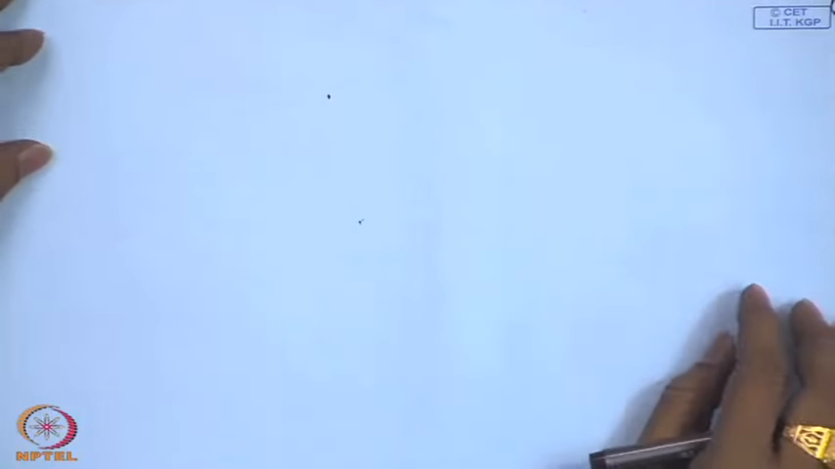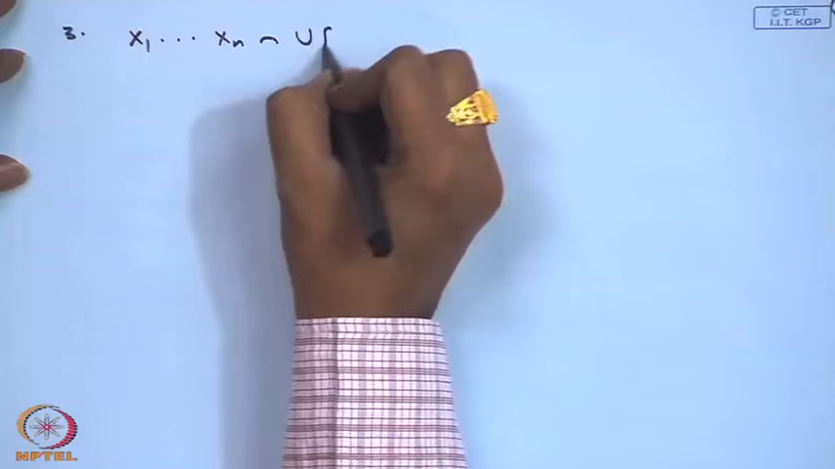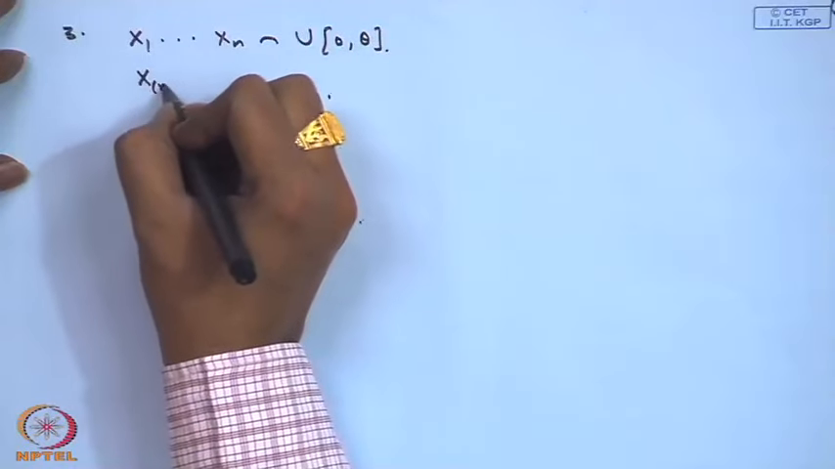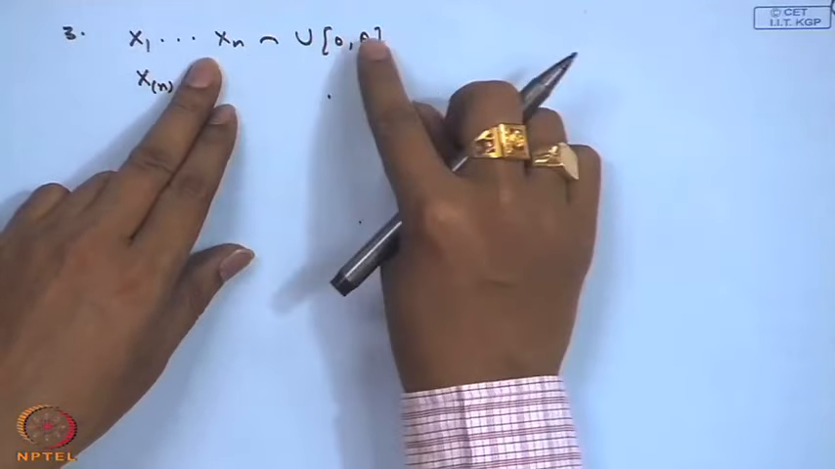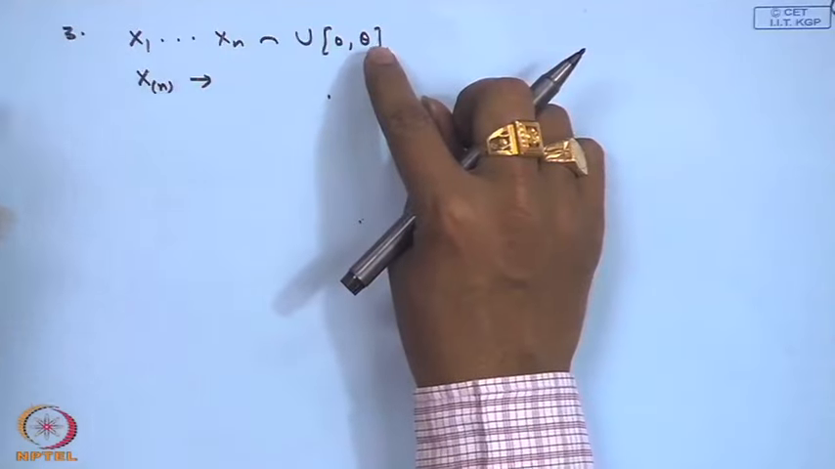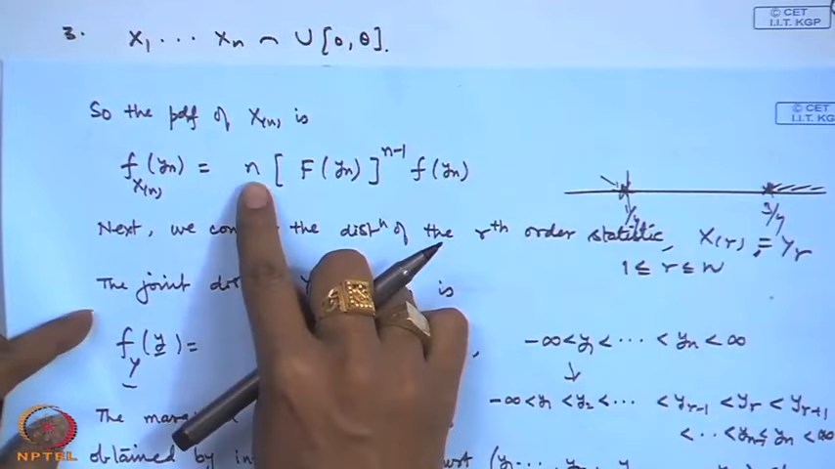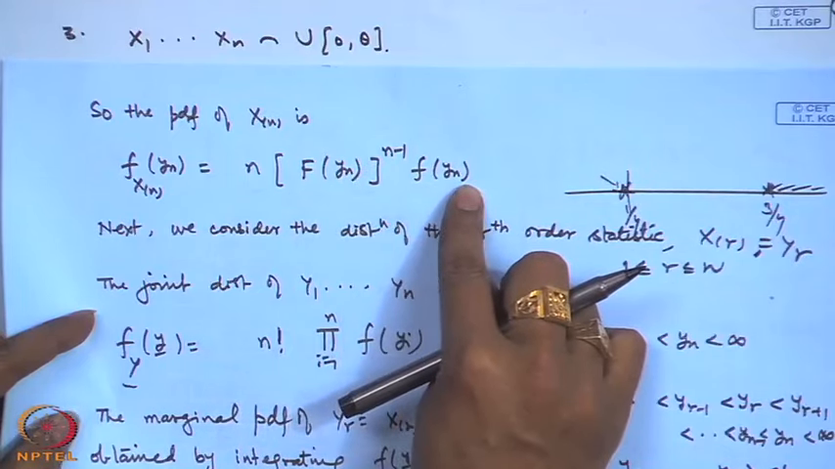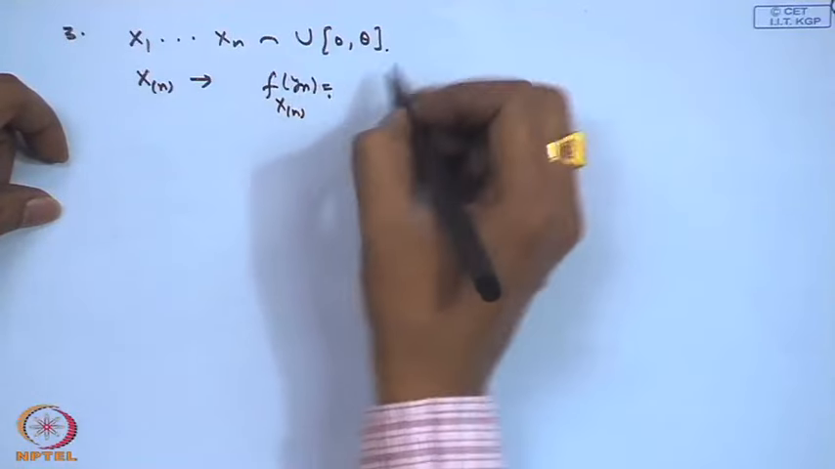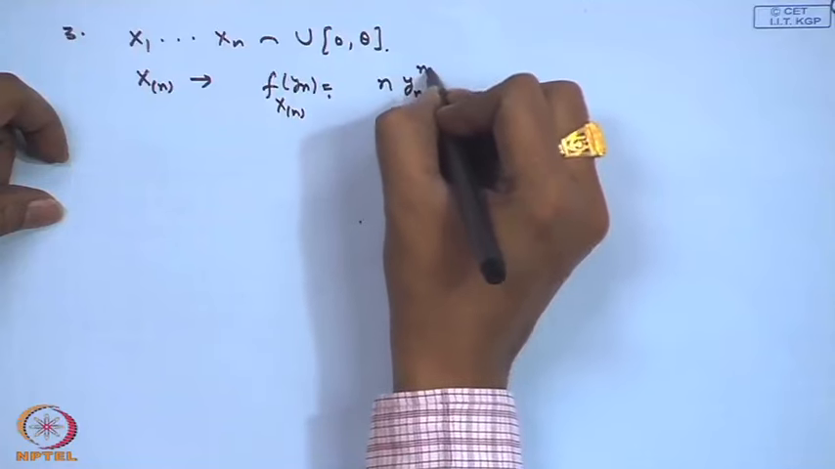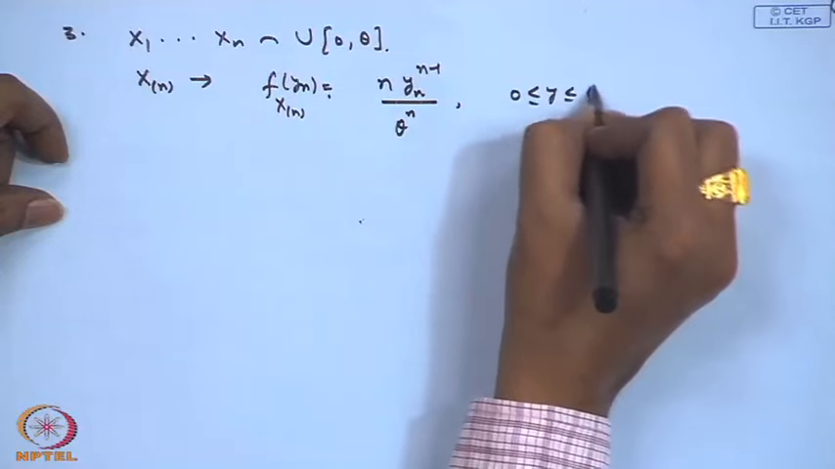Let me give one example of the maximum. Say x 1, x 2, x n follows uniform 0 theta, and let us consider the distribution of x n. Then by the same logic, the density function of x will be 1 by theta between 0 to theta. So, the CDF will be x by theta, and if I apply the formula for the maximum, which was derived yesterday as n F to the power n minus 1 into f of y n, then I will get the density as n y n to the power n minus 1 divided by theta to the power n, for 0 less than y less than or equal to theta.